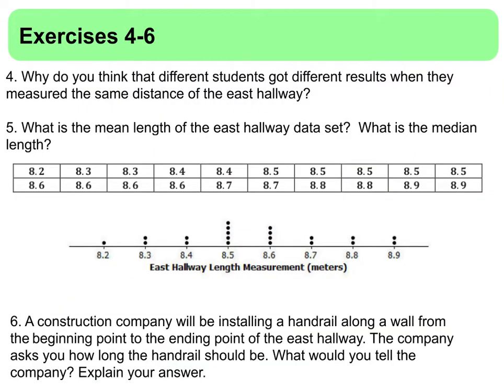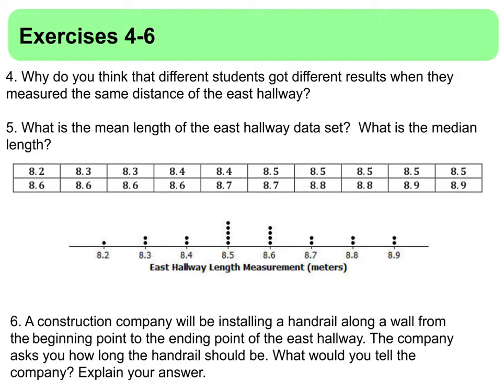In exercises 4 through 6, this brings up the same measurements we looked at earlier about the students measuring the hallway. So in number 4 it says, why do you think that different students got different results when they measure the same distance of the east hallway? And so students would say, well, measurements can vary as a result of the placement of the ruler. So someone might have put their ruler slightly in the wrong place when they measured. The alignment of the ruler after each length was made, and a different interpretation made by the person making the measurement. So in other words, human error could be a reason why some of the different measurements were different, because we had 8.2 at the low point and 8.9 at the high point.